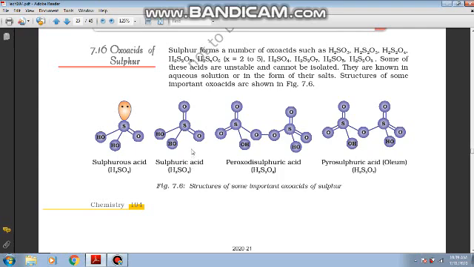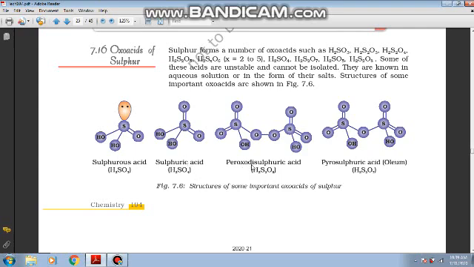Coming to sulfuric acid, here the formula is H2SO4 and we have two S double bond O and two OH bonds. So these two hydrogens in the form of OH will only be acidic, and therefore the basicity of sulfuric acid is again 2.